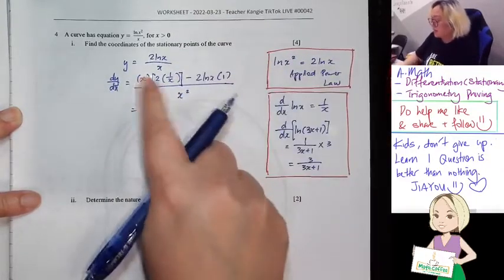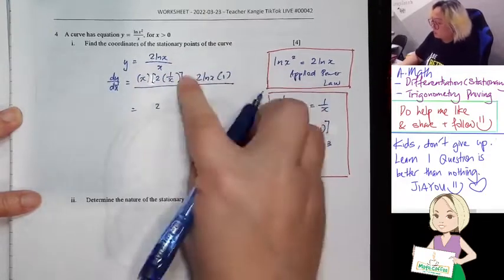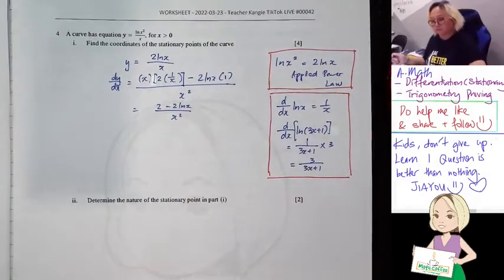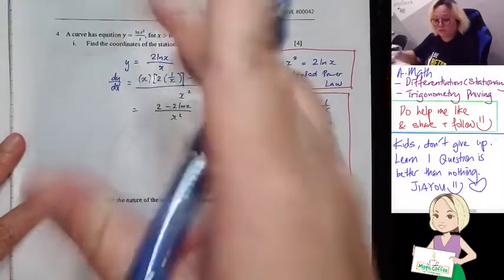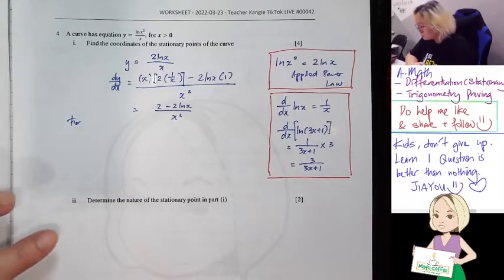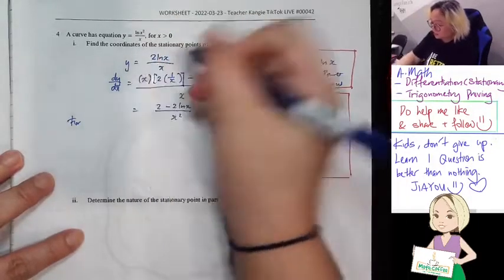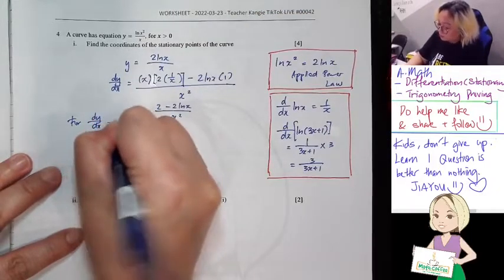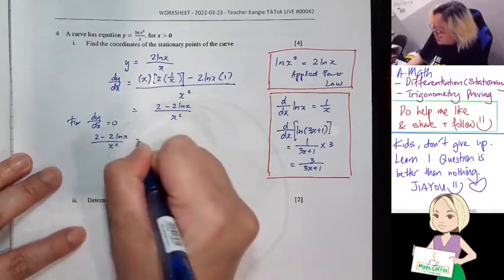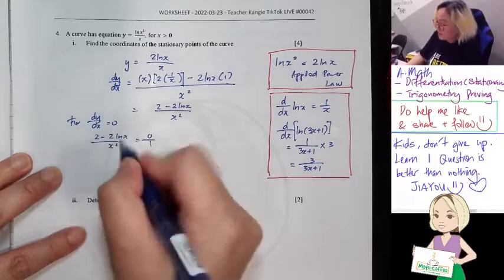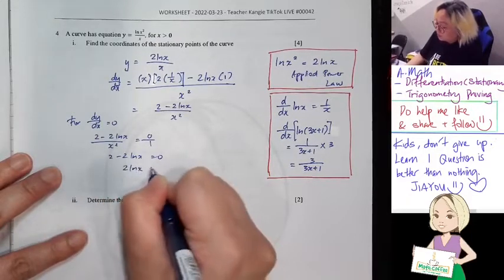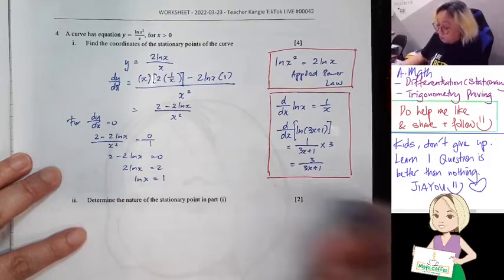So let's simplify. The x actually cancels out, I'm left with a 2. This one is minus 2 ln x over x squared. So this is my dy/dx. Then to find the stationary point, remember dy/dx equals 0. ln is log base e. So for dy/dx equals 0, it will be (2 minus 2 ln x) over x squared equals 0. Cross multiply, I'm left with 2 minus 2 ln x equals 0. So I have 2 ln x equals 2, ln x equals 1.